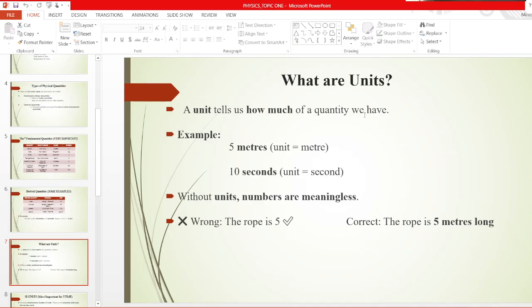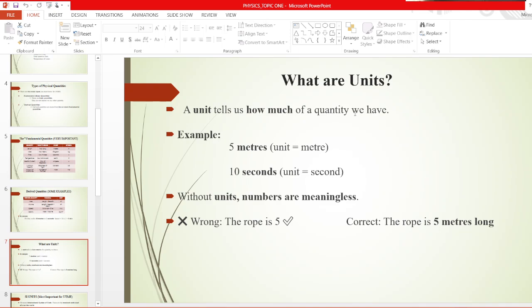Before going further, when we have money, we have different denominations of Nigerian money. We have 5 naira, 10 naira, 20 naira, 50 naira, 100 naira, 200, 500, 1,000. There is a proposition for 5,000 naira. So when you have 5 naira, it means you have 1 naira in 5 places. I'm just using that as an example. So a unit tells us how much of a quantity we have.